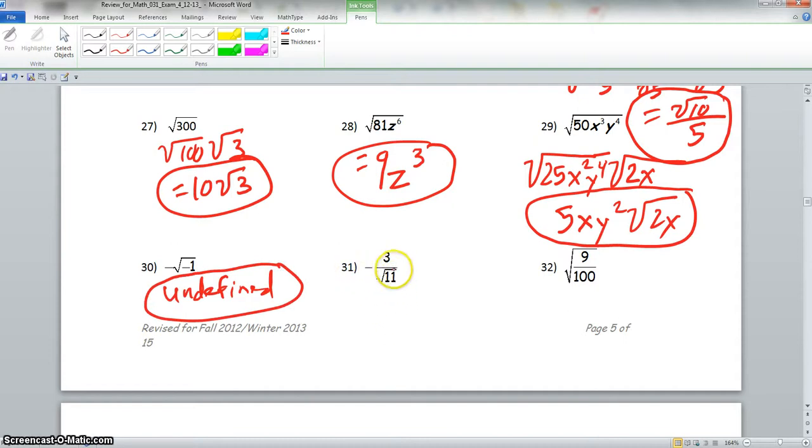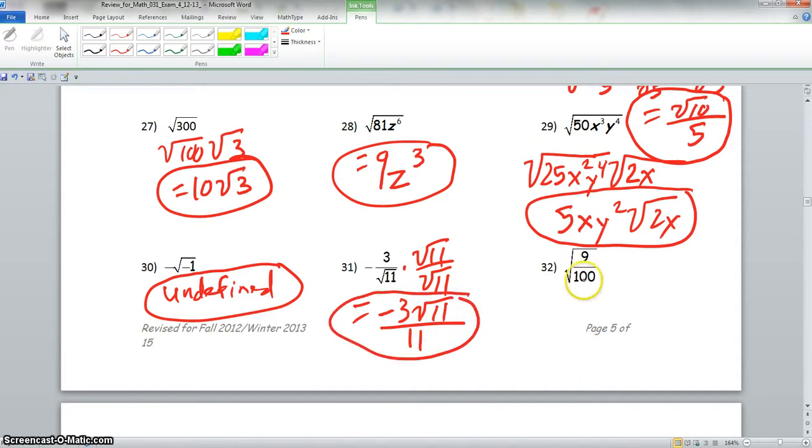Now with 31, we cannot have a square root in our denominator. So we'll multiply our numerator and denominator by the square root of 11. And we will be left with negative 3 square root of 11 all over the square root of 11 times the square root of 11, which is 11. And that is our final answer.